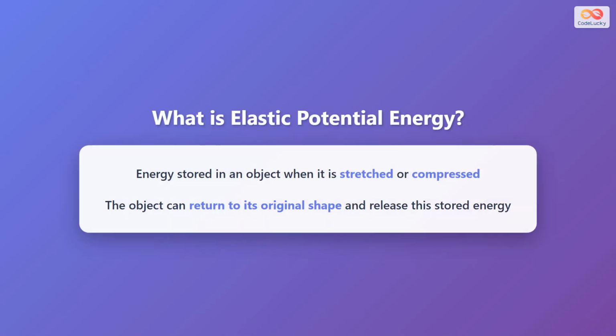Elastic potential energy is the energy stored in an object when it is stretched or compressed. The key characteristic of this energy is that the object can return to its original shape and release the stored energy when you let go. Think of it like a rubber band that snaps back when you release it.